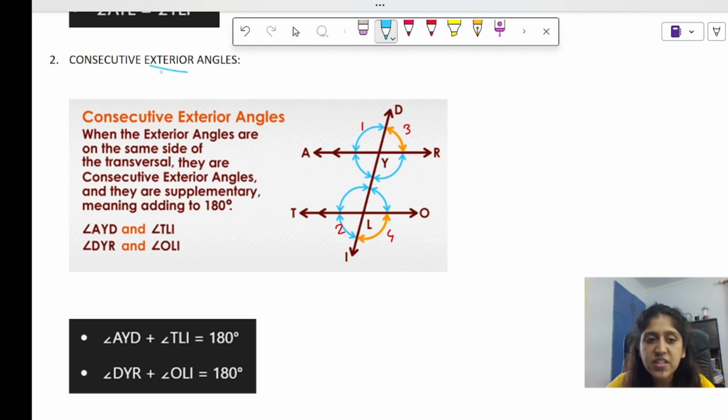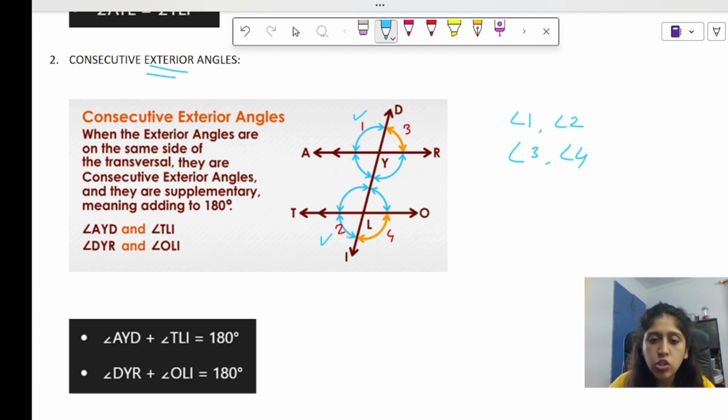That means those are exterior angles. What are exterior angles? Look here. Angle 1 and angle 2 are respectively exterior angles for a consecutive exterior angle. So angle 1 and angle 2 are exterior angles. Angle 3 and angle 4 are exterior angles. I hope it is very clear.